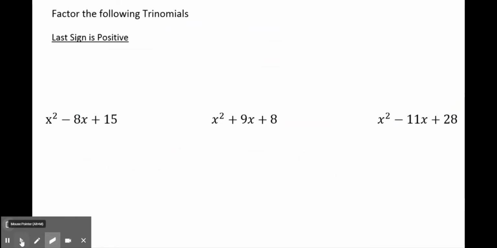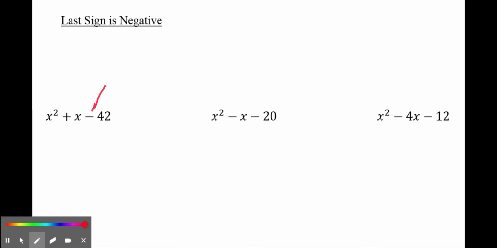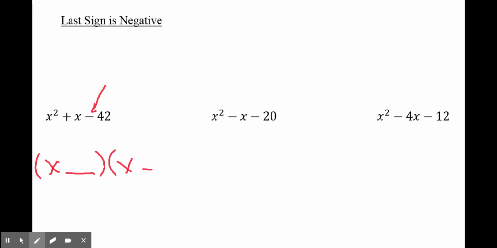But you may be wondering, what if that last sign is negative and not a positive? If that last sign is negative, they're not going to be the same. They're going to be opposite signs. But we still start this the same way. So x blank, x blank. You start with the parentheses.